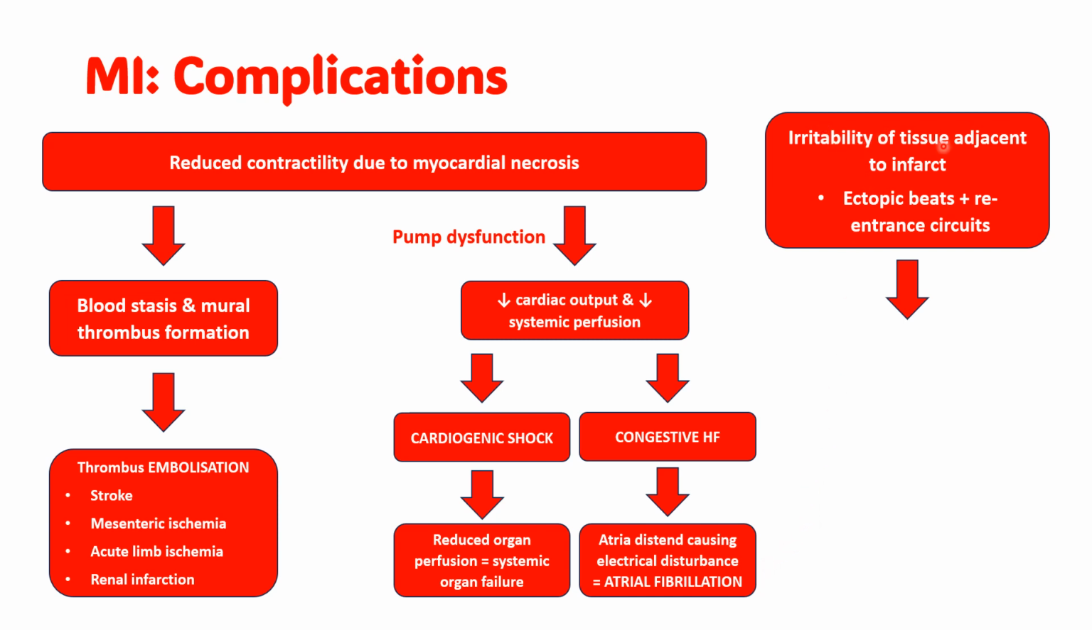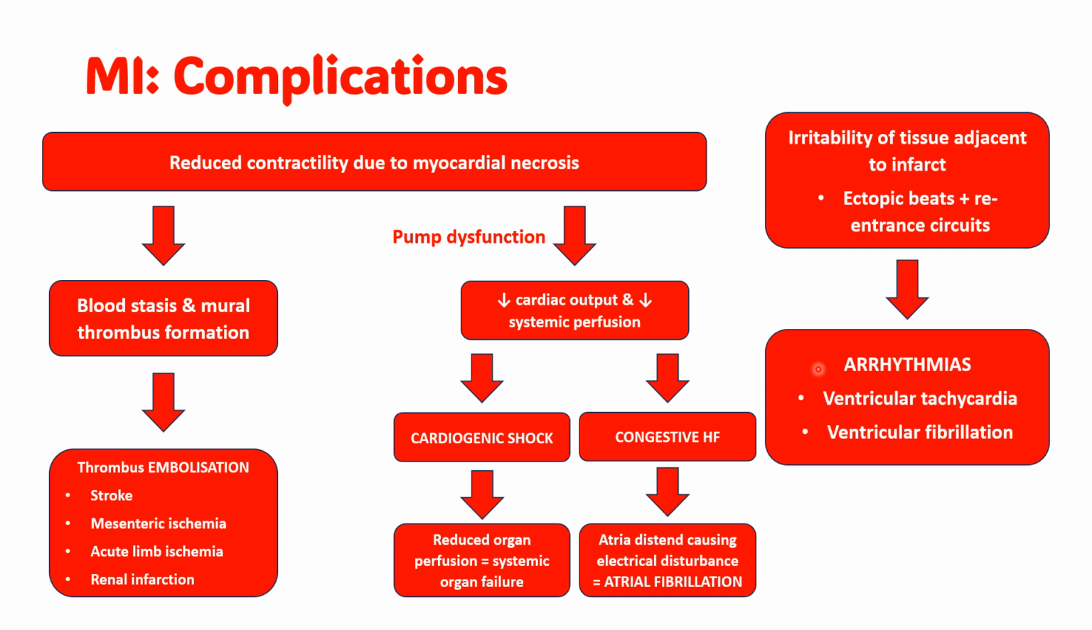Next, we're going to look at the irritability of the tissue adjacent to the infarct. Like I said, this can cause ectopic beats and re-entrant circuits, and this causes arrhythmias, so abnormal heart rhythms. The two main ones are ventricular tachycardia and ventricular fibrillation. I will do another video on these two arrhythmias, how they present on the ECG, and their management. It's worth mentioning at this point, VTAC and VFib are shockable rhythms.